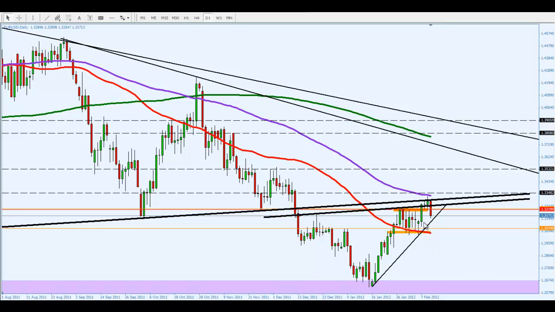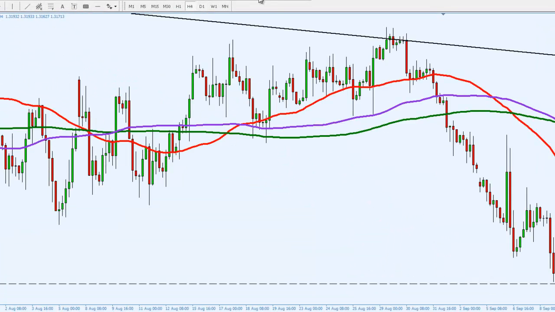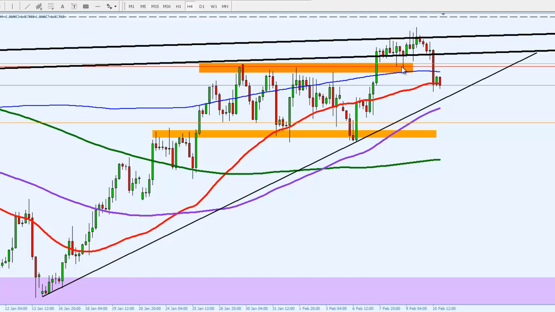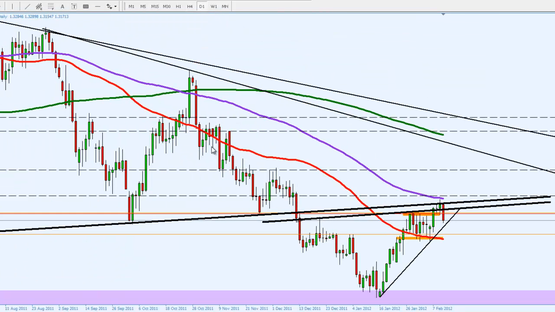Okay, as we see here, as we expected last week, the euro-dollar could rally to the 100 daily moving average. And already the price broke the sideways channel we see on the 4 hour chart. But the problem is that the price retraced there from the 100 daily moving average, as we see here.